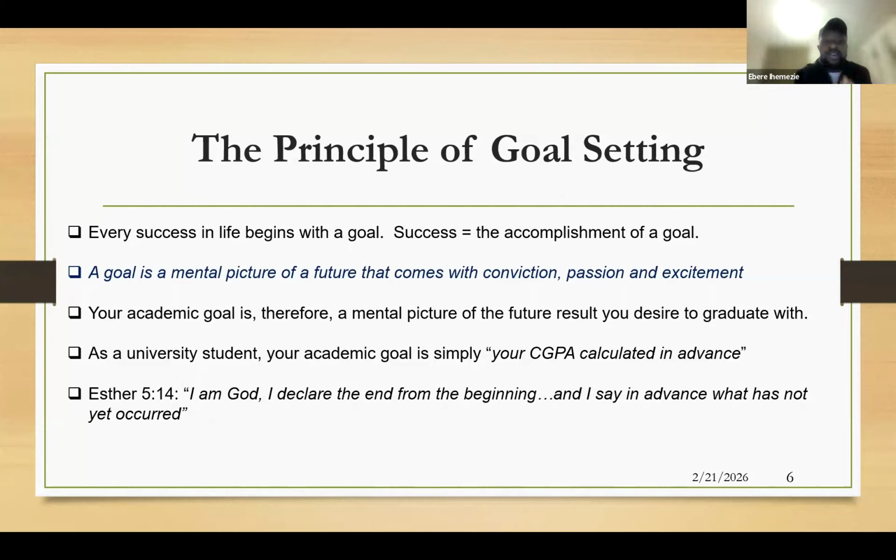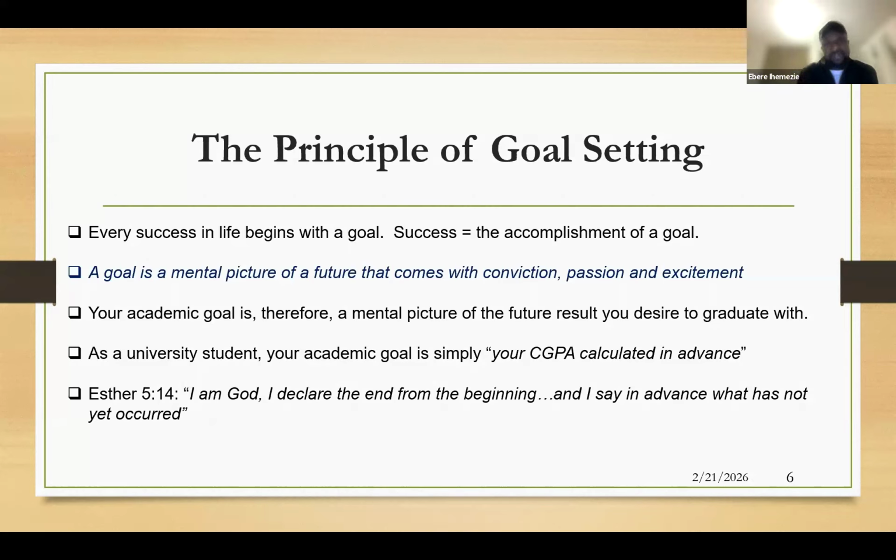That's just it. So, as a university student, your academic goal is simply your CGPA calculated in advance. This is one way I summarize it. It is the exact result, the exact CGPA that you want to graduate with, calculated in advance.